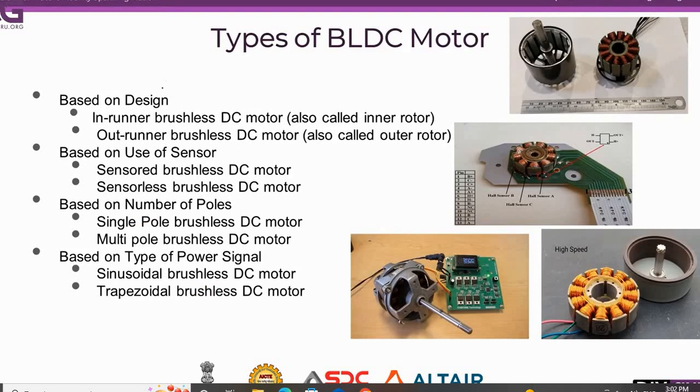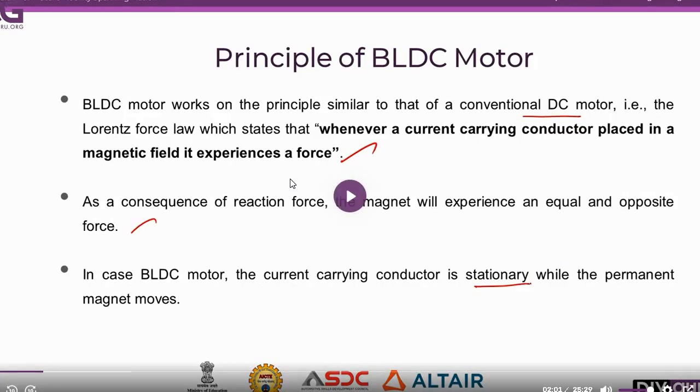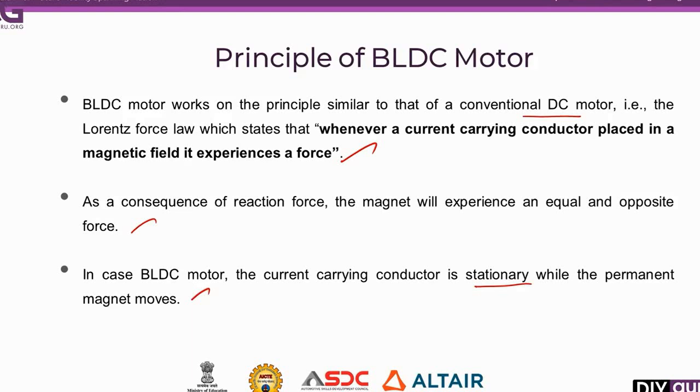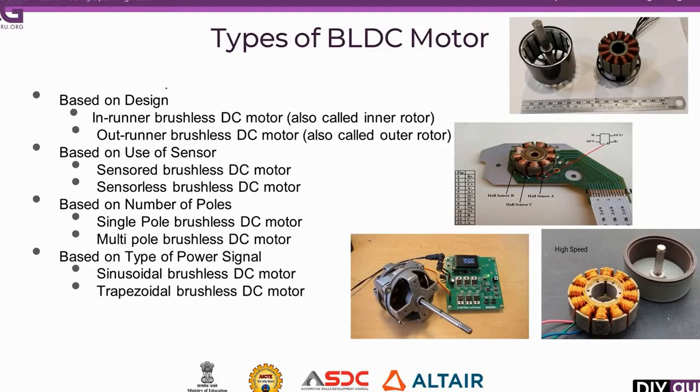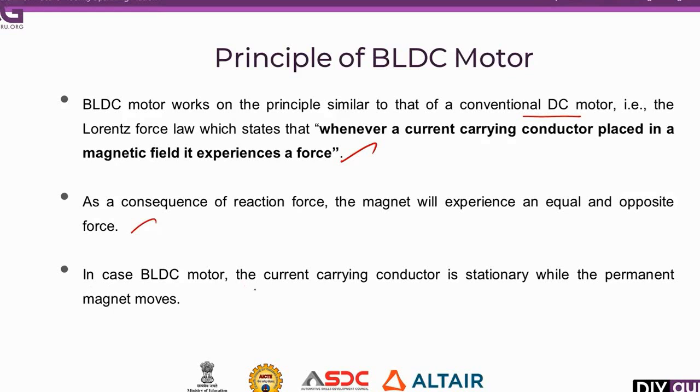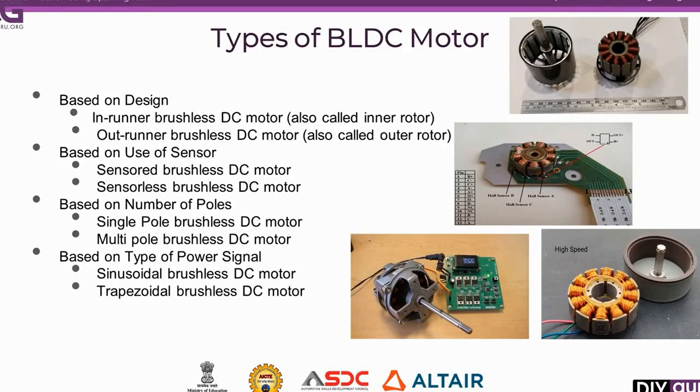There are different types of BLDC motor based on the design, based on the use of sensor, based on the number of poles, and based on the type of power signal. We can divide the BLDC motors accordingly.